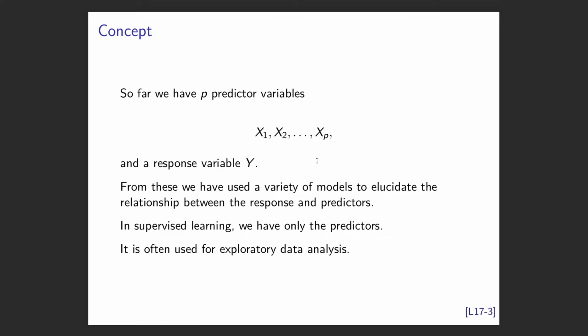And what we've been trying to do is find the relationship between y and x, either so we can explain the relationship or we can use it for prediction. But in unsupervised learning, we're only going to have the predictors. So the classic question whenever you do supervised learning is, is it right? You can do cross-validation and a check.